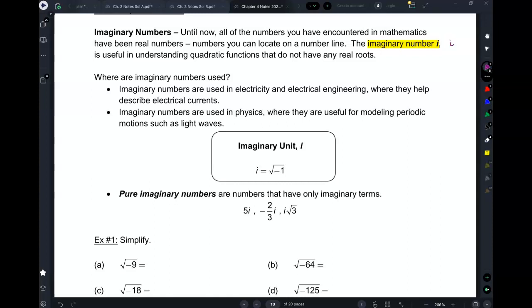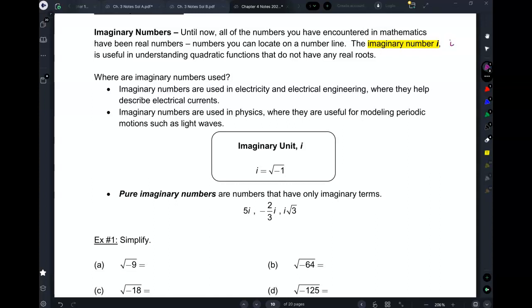Why? Where is this even useful? They pop up a lot when you're dealing with electricity and circuits. When you have a circuit and you've got a power source, a capacitor, a resistor, and an inductor or whatever, the resistances, when you're doing the equations, those are all imaginary numbers. So it is definitely used over there.